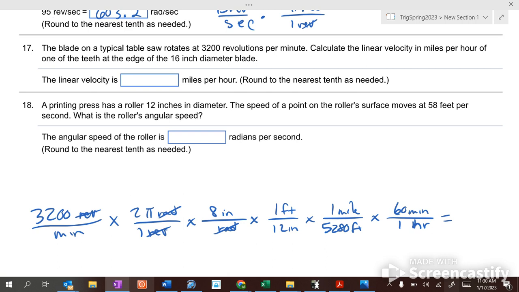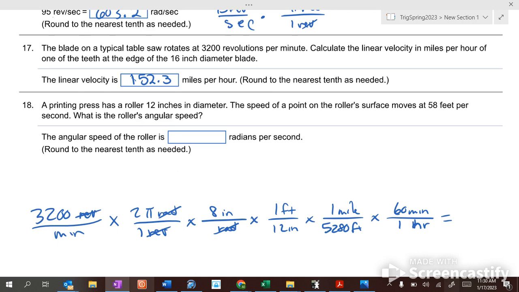And then you do the math. And that thing is cooking down the road. 3,200 times 2 times pi times 8 times 60 divided by 12, hit equals, divided by 5,280, hit equals. That'll take off a finger pretty fast if you get it in there.